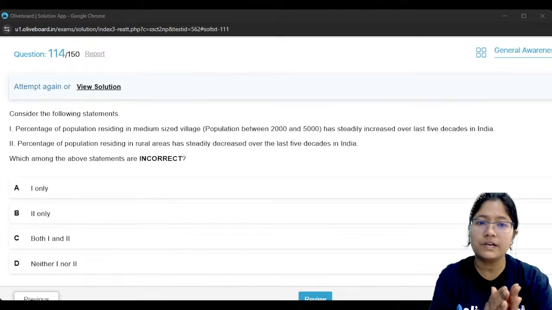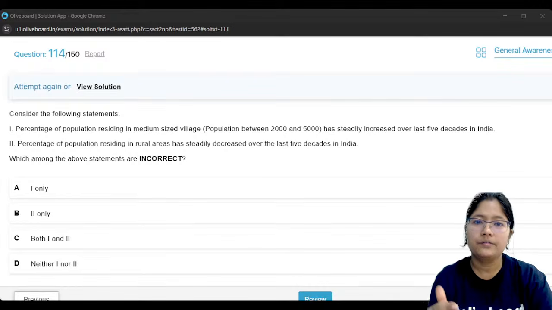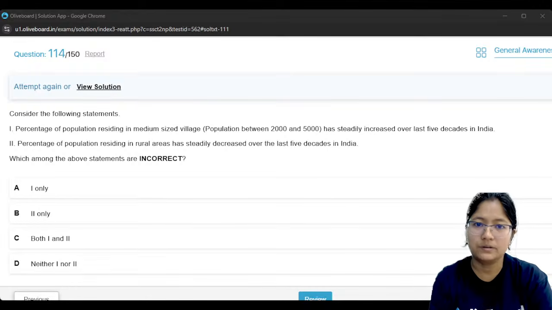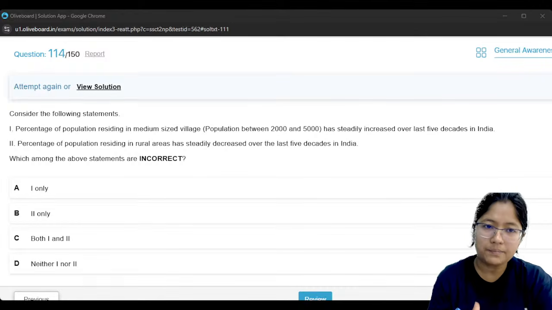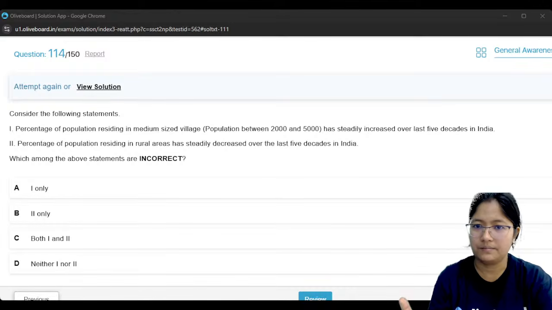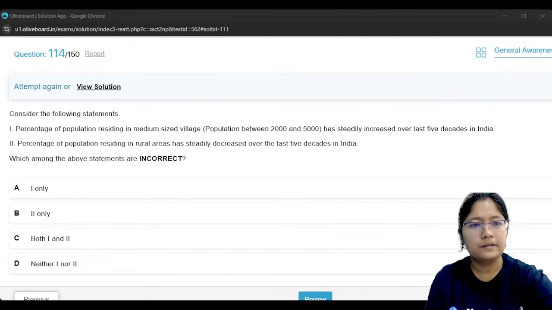Percentage of population residing in medium-sized villages has steadily increased over last 5 decades. If we consider the medium-sized villages where the population is anyhow low, that means some kind of problems probably are there already. That's why the population is low, that is between 2000 to 5000. Why that is happening? People are migrating to the cities or to towns from the medium-sized villages. That's why they are medium-sized villages. So if we apply this concept, in that case, 1 is okay and 2 is not, 2 only. So we will select B as the correct answer.